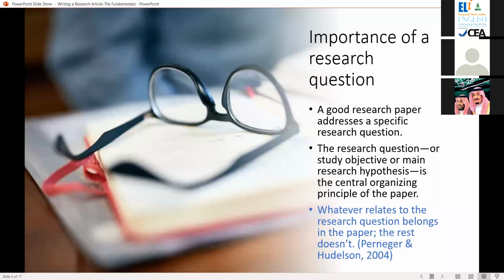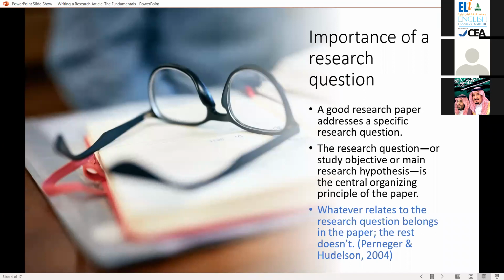Although tempting, and especially when you've read so much, and a lot of what you read is very interesting, very intriguing and everything, however, you need to focus on your research questions. If it does not relate to it, it does not belong in the paper.